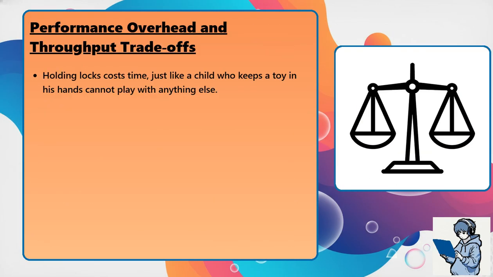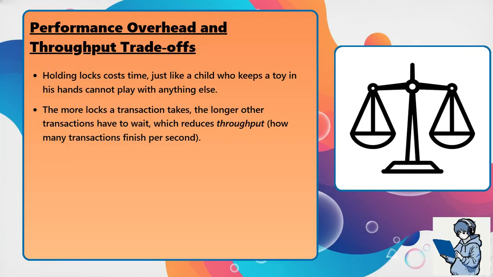Holding locks costs time, just like a child who keeps a toy in his hands cannot play with anything else. The more locks a transaction takes, the longer other transactions have to wait, which reduces throughput. That is how many transactions finish per second.